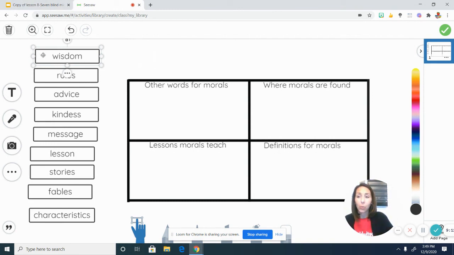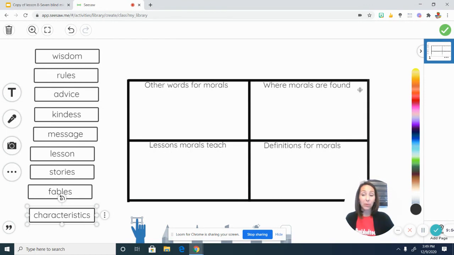So this is the word wisdom, rules, advice, kindness, we should know that one. This is the word message. This is the word lesson. This is the word stories, fables, and then this is the word characteristics. Characteristics. So think about which of these words would go in which group. And again, no one right way to do this, no right or wrong answer. It's just really what you think. And we'll see how you sort.